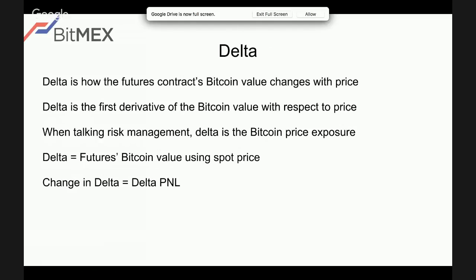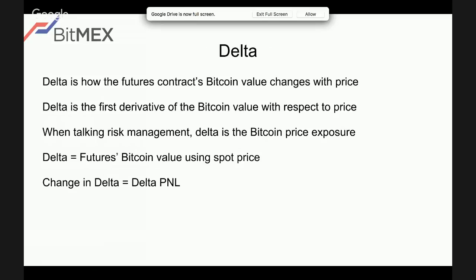So delta, in the pure mathematical sense, is the first derivative of the value of a Bitcoin futures contract with respect to price. But what we really mean in layman's terms is how much you make or lose based on a change in the underlying spot price of Bitcoin. When we talk about delta in terms of risk management, we're talking about the gross Bitcoin exposure that you have. So if someone came to me and said, "Hey Arthur, what's your delta?" I would say, "Oh, I'm long 100 Bitcoin, or I'm short 500 Bitcoin."